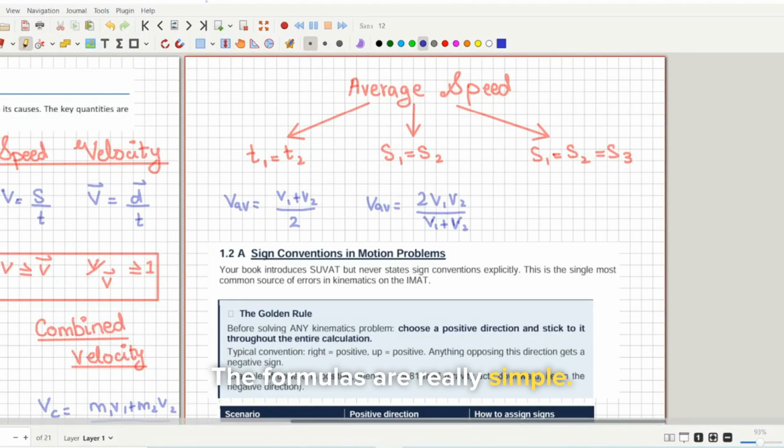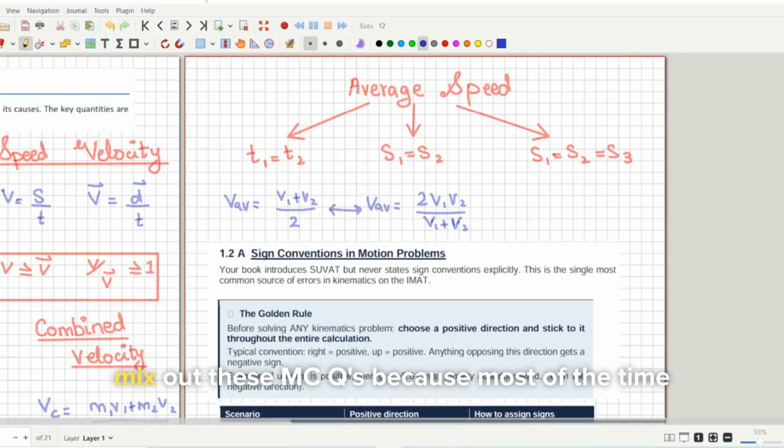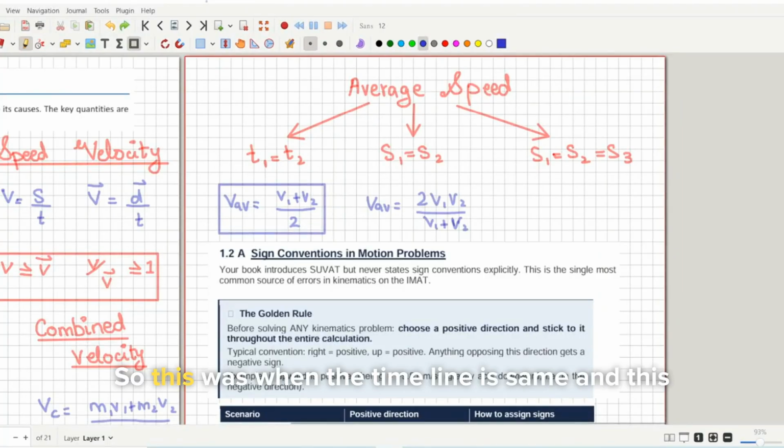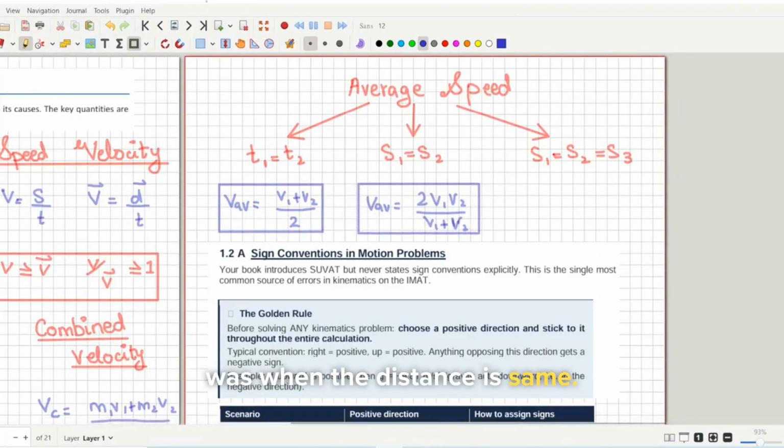The formulas are really simple, so just don't mix up these MCQs, because most of the time students mix up these kinds of MCQs and formulas and get the answer wrong. So this was for when the time is the same and this was for when the distance is the same.